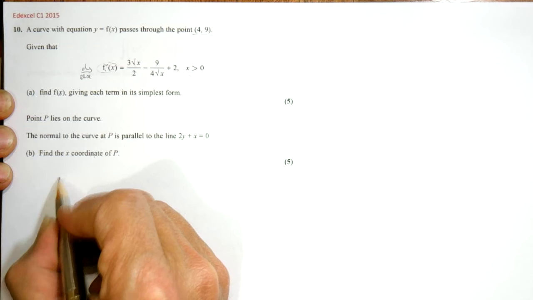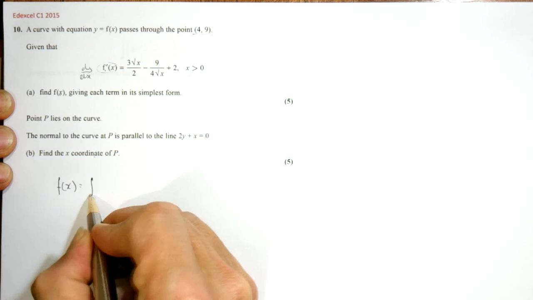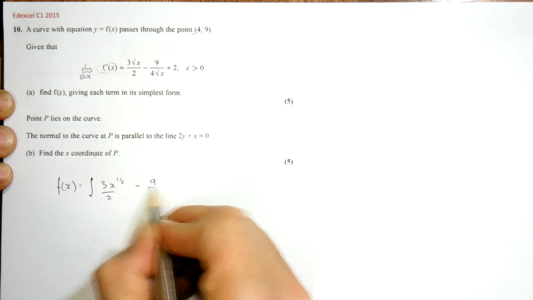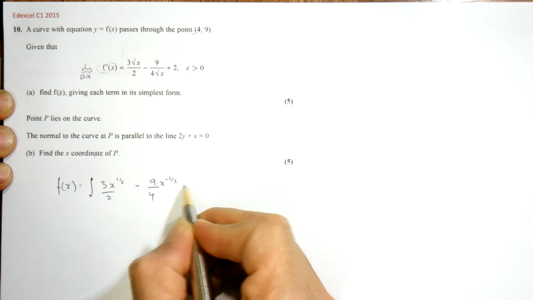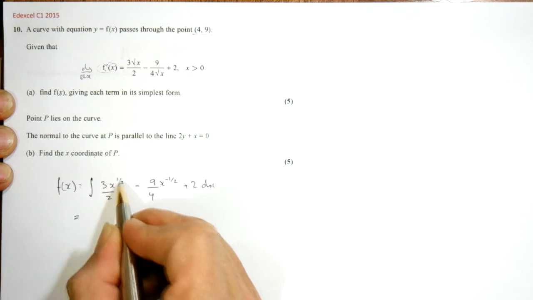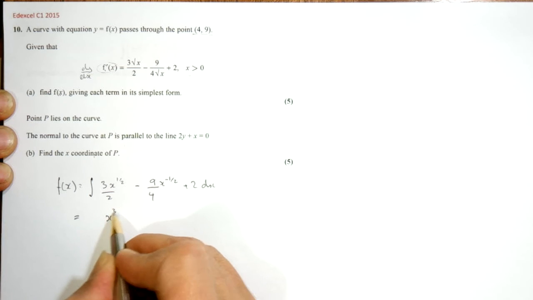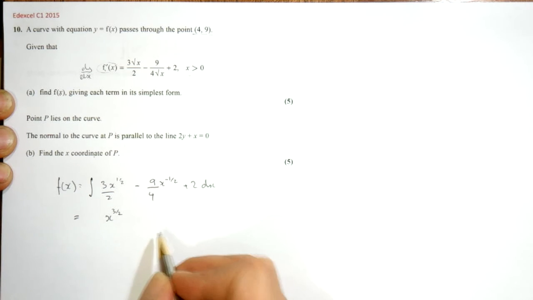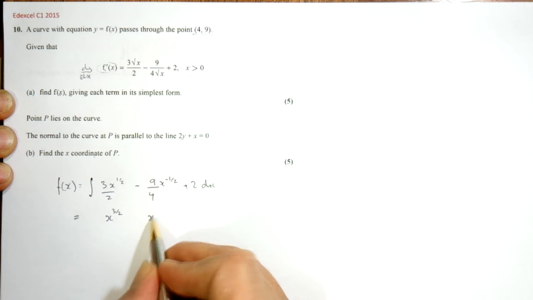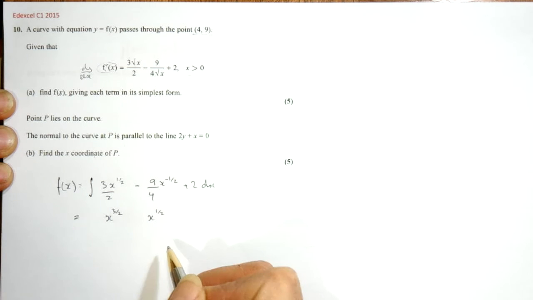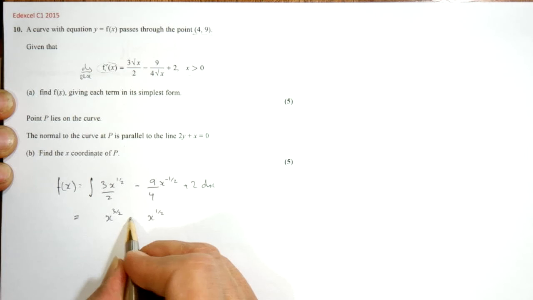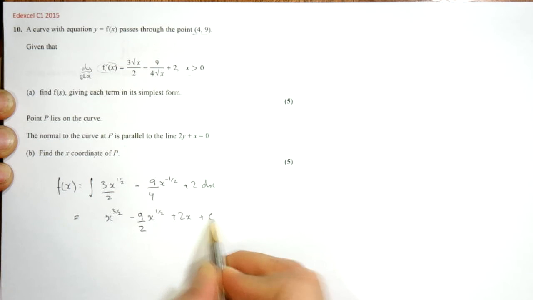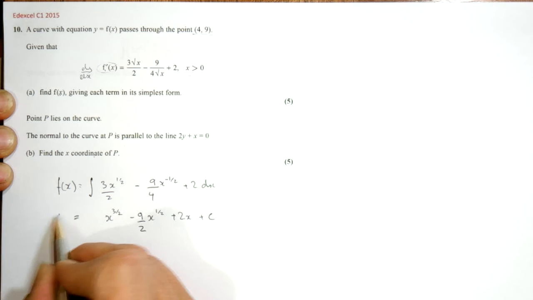Okay, so f of x is equal to the integral of 3x to the half over 2, take away 9 over 4 times x to the minus a half, plus 2, with respect to x. So add 1 to the power is x to the 3 over 2. Divide by 3 over 2 is the same as times by 2/3, so that undoes the 3 halves. Add 1 to the power is x to the half. Divide by a half is the same as times by 2, so this is minus 9 over 2. And then the 2 becomes 2x, and then add c, so that's what y is equal to, or f of x.